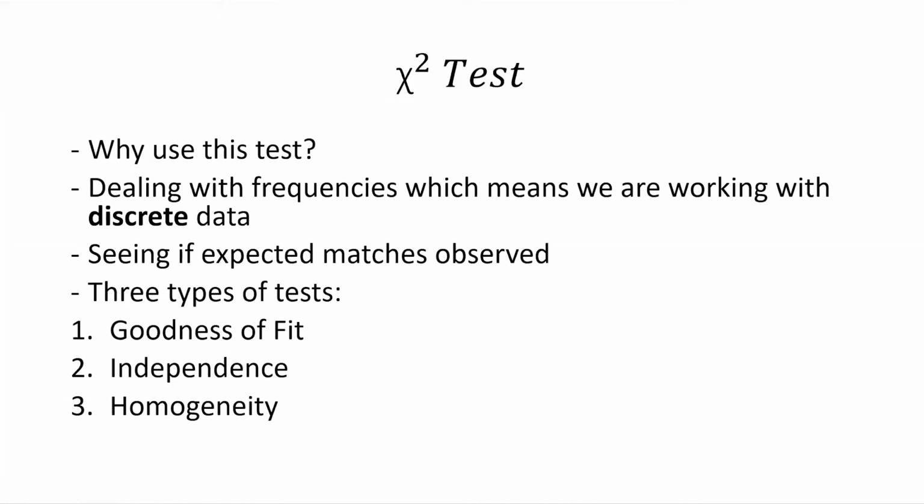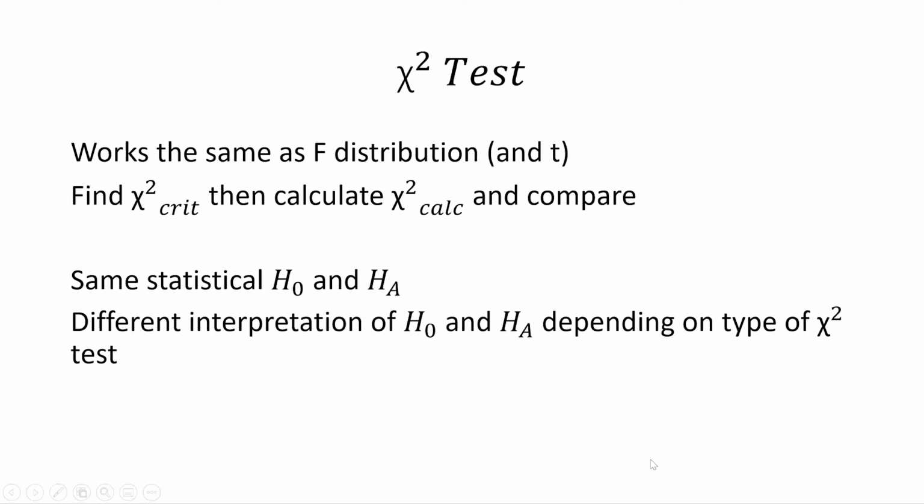There are three types of tests. There's the goodness of fit, independence, and homogeneity. These kind of work the same as the F distribution and the T distribution, where we compare our critical and calculated value. And based on the distance between those, we get a p-value.